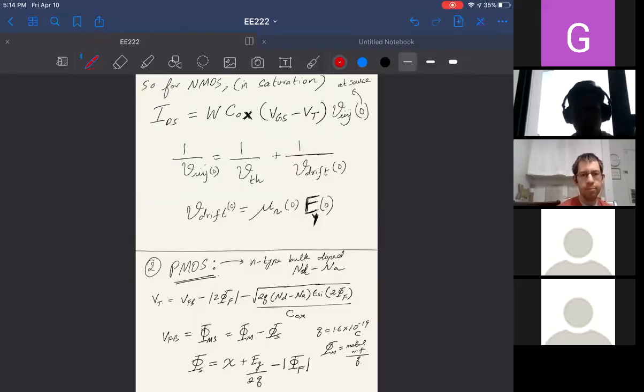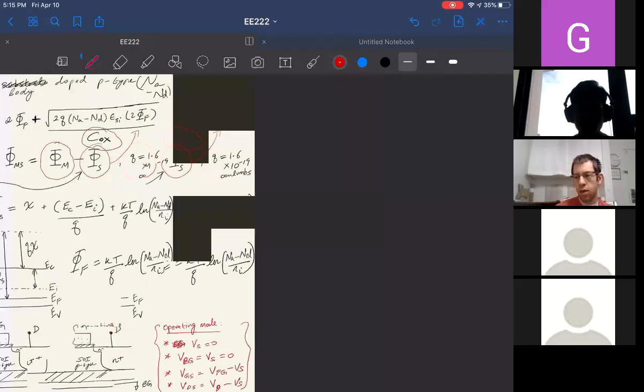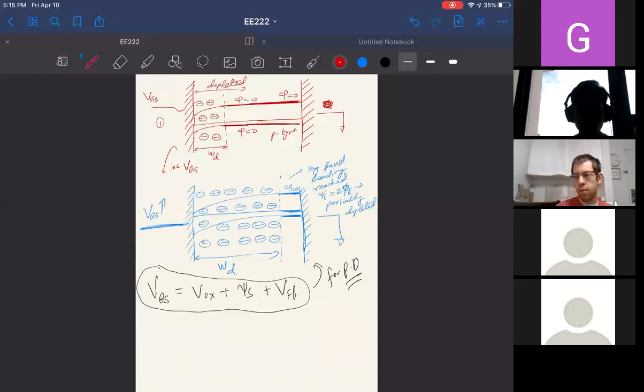I have one question about the SOI MOSFET. When you provide a back gate, is that the same as substrate biasing, or is it completely different from your typical substrate biasing? So actually, since you asked me that, let me discuss that.